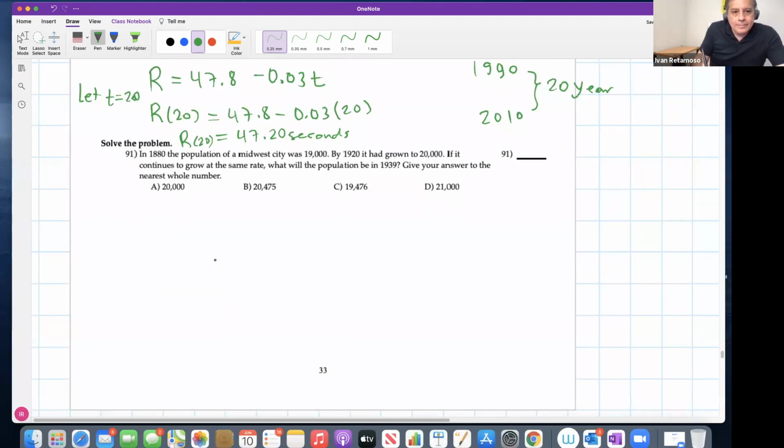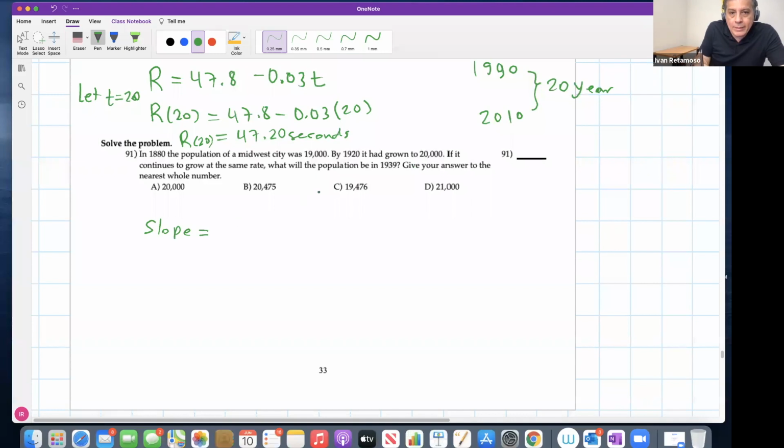It says in 1880, the population of Midwest city was 19,000. By 1920, it had grown to 20,000. If it continues to grow at the same rate, what will the population be in 1939? All right, so one thing we can do is compute the slope, the constant rate of change, because they say that this population is growing at the same rate of change, right?